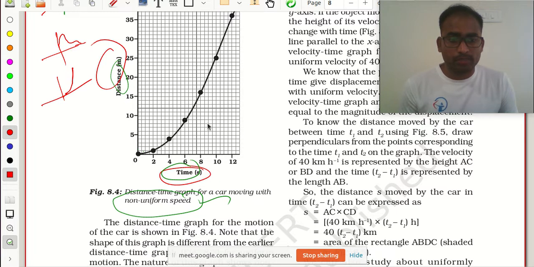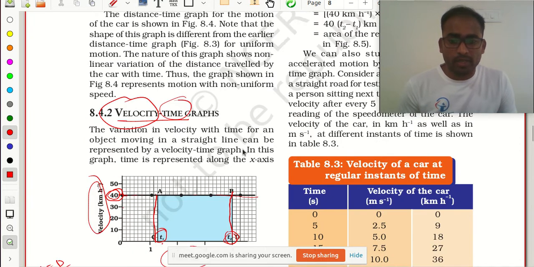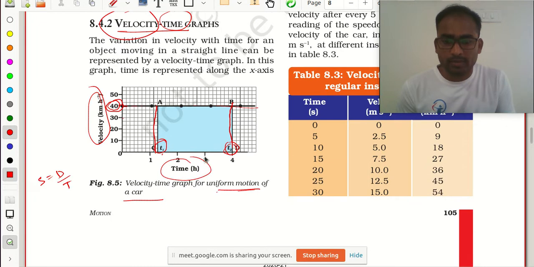Now I want to know the distance moved by a car from T1 to T2. Here I have a velocity of 40 km/h. I draw a straight line parallel to the x axis. At T1 I draw a perpendicular line, and at T2 I draw another perpendicular line, and they intersect at points A and B. Now we have a portion ABCD.